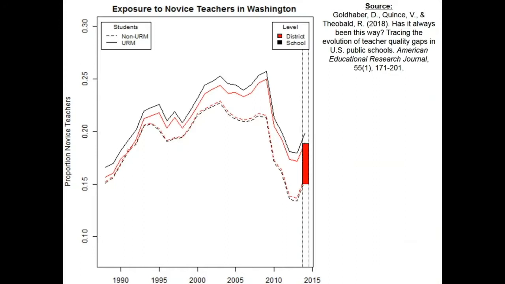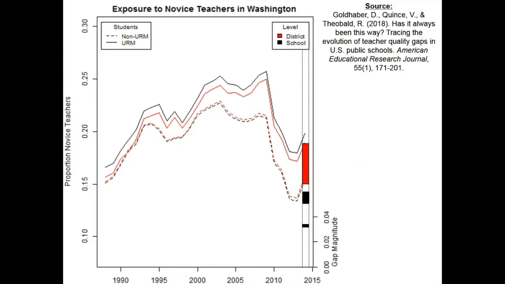The advantage of this layout is that in the paper, there's a natural interpretation to the distances between these lines. The distance between the red lines can be interpreted as the portion of the teacher quality gap that's explained by the sorting of students and teachers across different districts in the state, whereas the remainder of the gap, the solid black bars here, represents the portion of the gap that's explained by the sorting of students and teachers across different schools within districts.